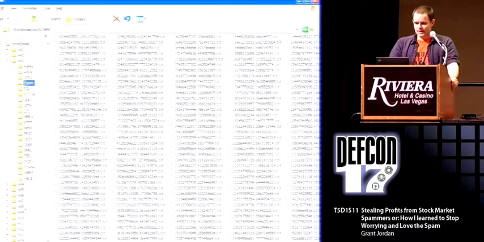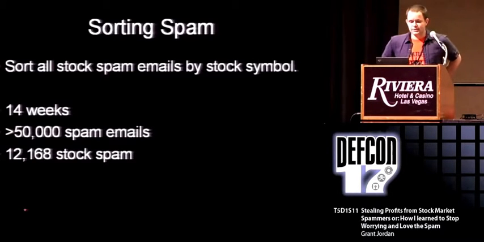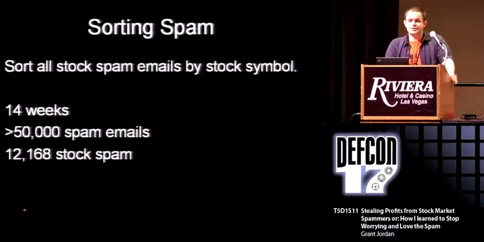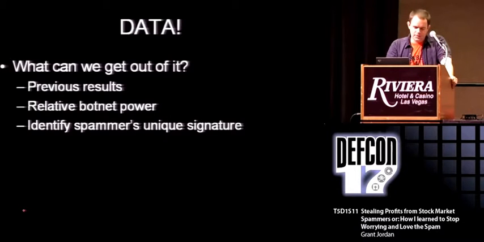So we sorted it. We followed it for 14 weeks. Kyle and I hand-sorted about 50,000 spam emails and resulted in 12,168 stock spam emails. Pretty good. So this allowed us to sort it in real time as we got them. So what could we get out of this? Obviously, we already said we know previous results of what happened. But there's two things that we can infer from the data as we collect it. We can figure out the relative botnet power, and we can identify the spammer's unique signature.